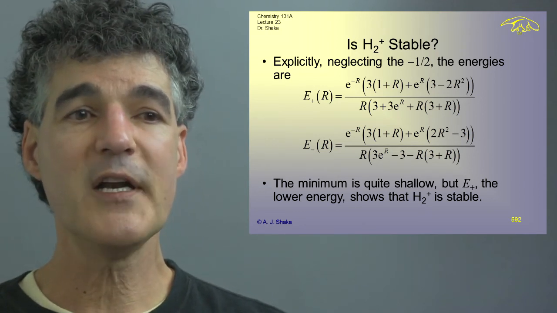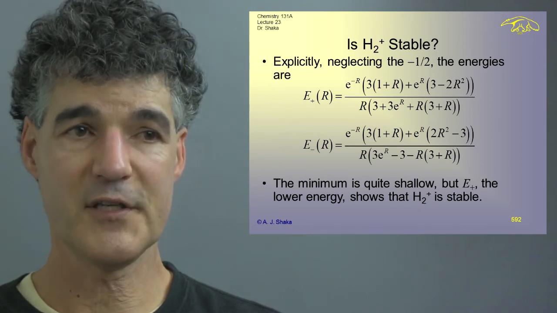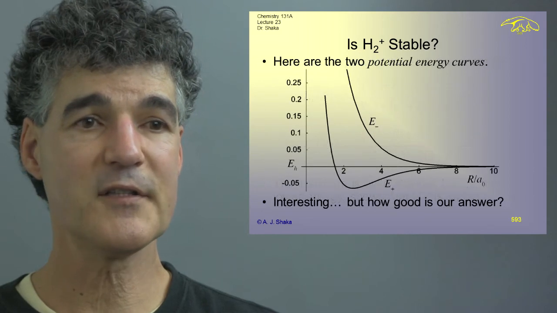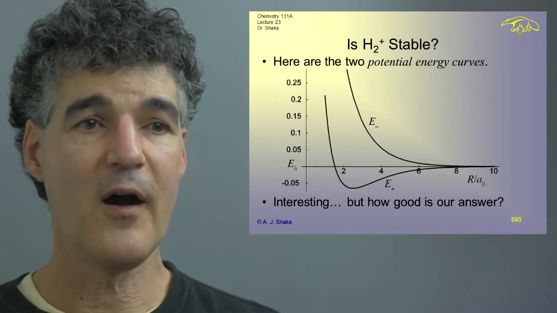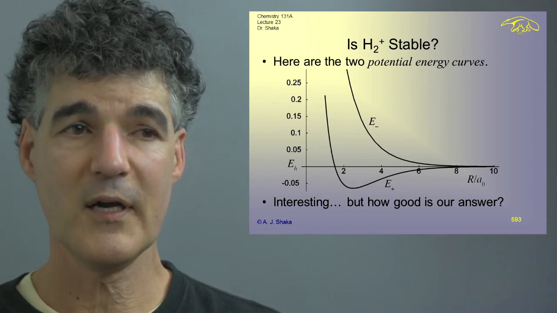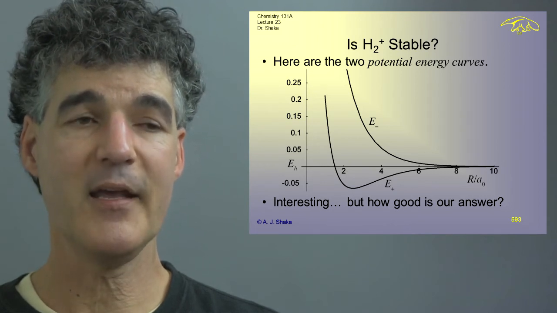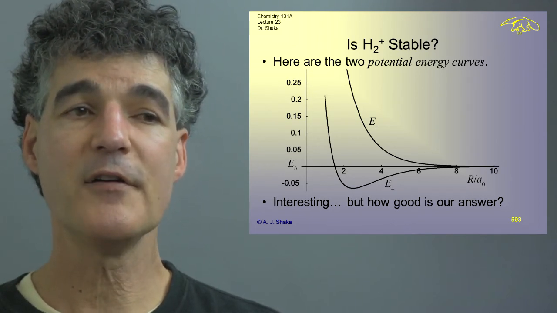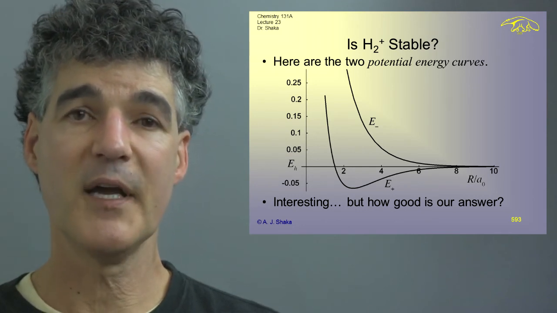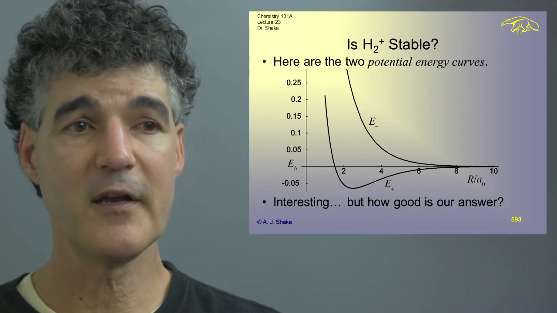The minimum is pretty shallow, but E plus, the lower energy state, is stable. And here's the curve then on slide 593. There are two curves that I've shown, E plus and E minus, and our energy is in terms of Hartrees, and our big R is in terms of the Bohr radius R naught, which I've written here.